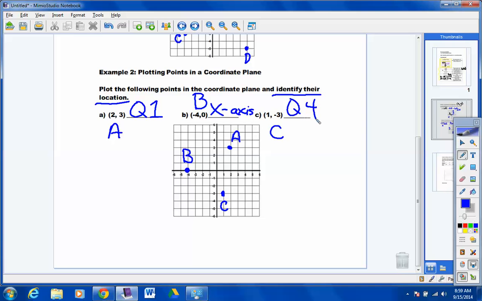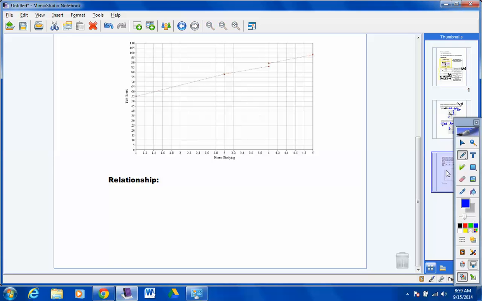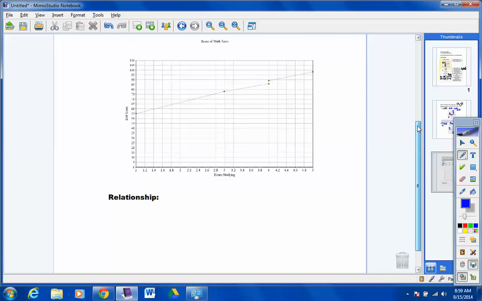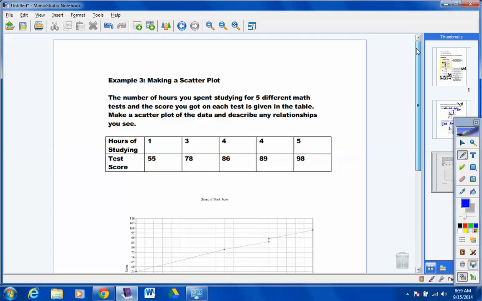Okay, guys, what I'm going to talk about in the next one doesn't show up well on the board, but you've got an excellent copy in your notes. Example 3 is going to be a situation where you're going to use plotting points to form a scatter plot, okay? And I'll zoom in on this. You guys have that in front of you in your notes, right?